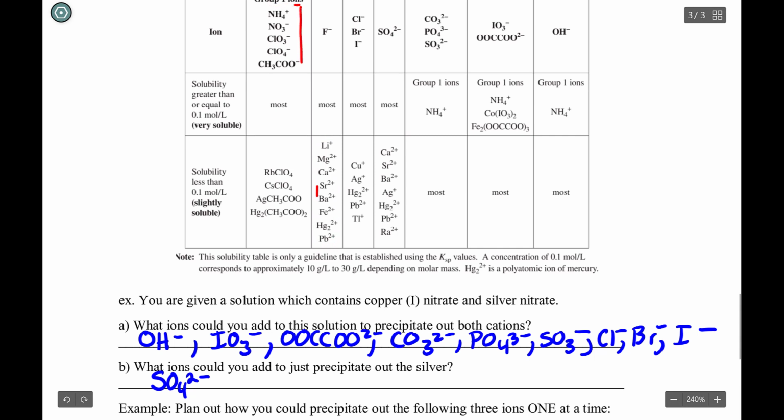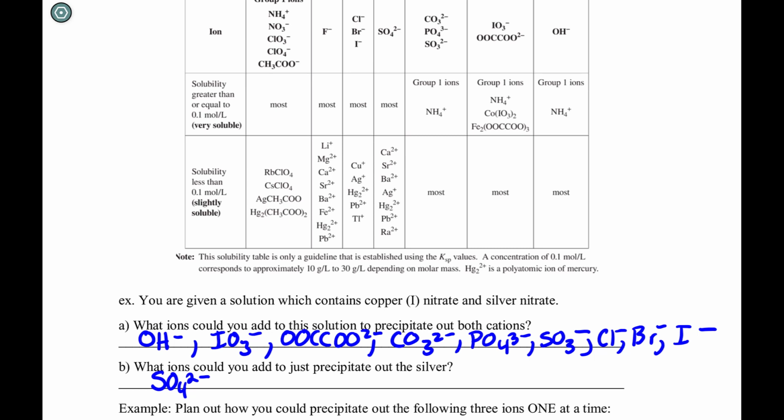Group 1 ions are soluble with almost everything. However, they are insoluble with... acetate is insoluble with silver. That is an exception, so I'm going to add that to my second question.